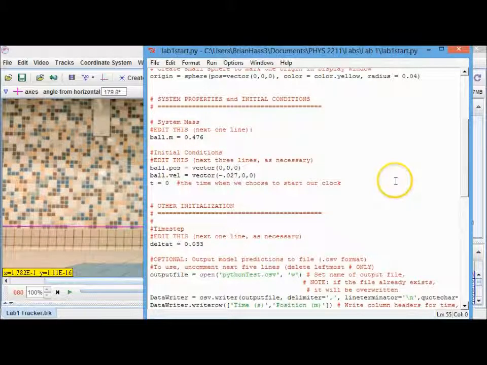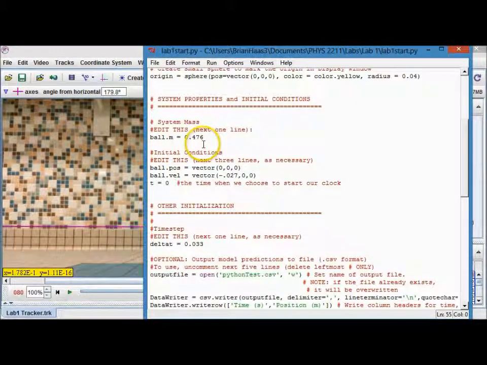This is the code that I used to create the computational model. First, I had to set initial conditions. The ball's mass is set at 0.476 kilograms. The initial position of the ball is set at the vector 0, 0, 0, which is the origin. The time is also set at 0. Initial velocity is set at the vector negative 0.027 in the x direction. This is for every time step, or delta t. Delta t is the frame rate of the video that I took, which is 1/30th of a second.